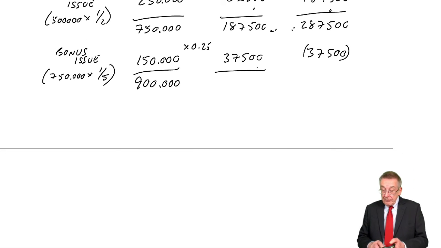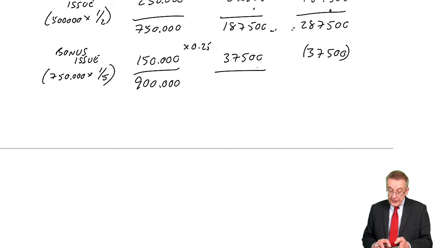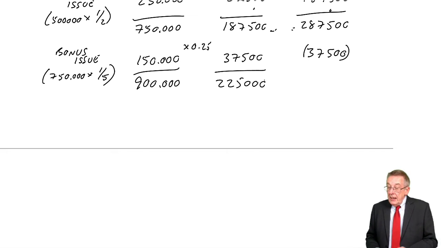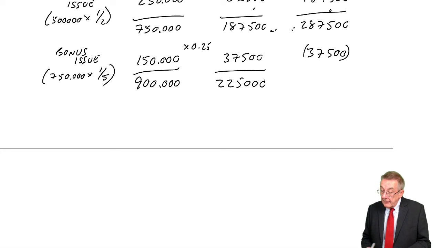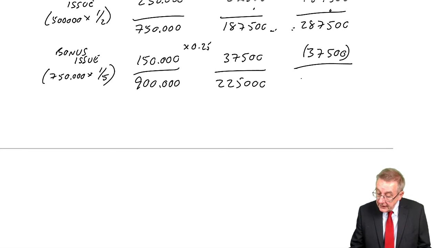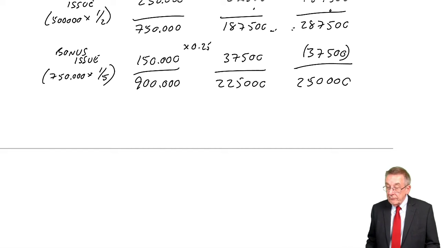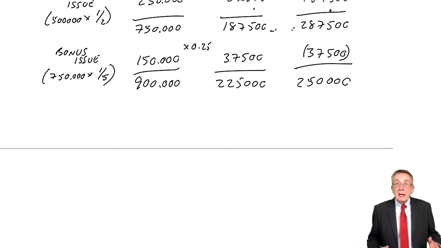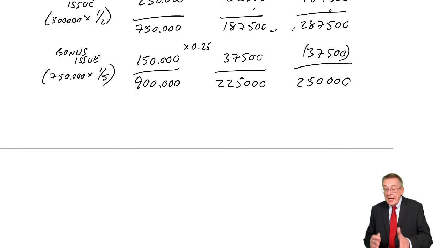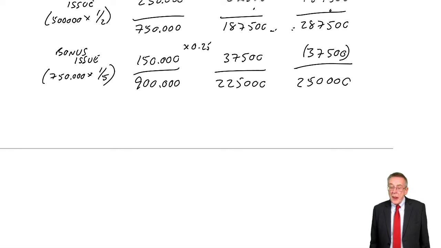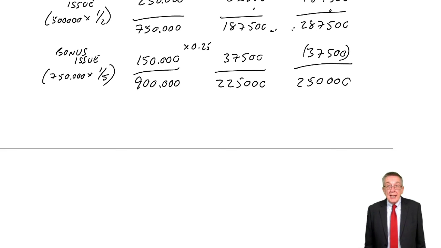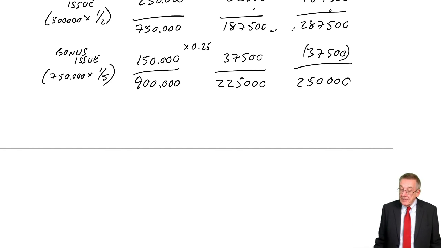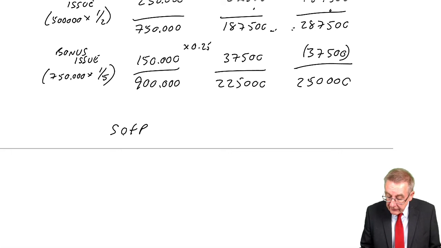Share capital, 187,500 plus 37,500 is 225. And share premium, 287,500 less 37,500 is 250,000. So see what's happened. A rights issue is like we had before, the issue of any shares: debit cash, credit share capital, credit share premium with the extra. A bonus issue, no cash has been received: credit share capital, debit share premium, and the total owing to shareholders on the statement of financial position.